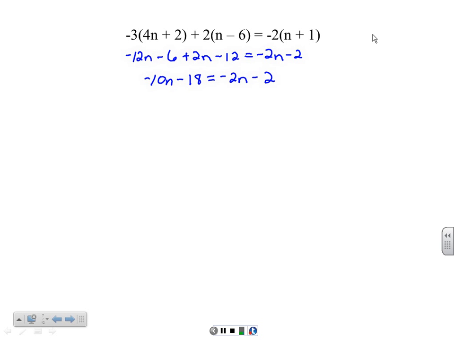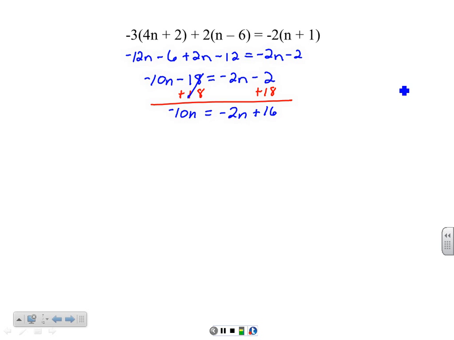Okay, so we've gotten rid of the parentheses, we combine like terms, now we're ready to start moving things across the equal sign. Since we're going to move like terms across the equal sign, this is where we're going to add the opposite. So I'm going to take this -18 over here to this -2. When I do that, I'm going to add the opposite because I'm going across the equal sign. So I have -10n is equal to -2n plus 16.